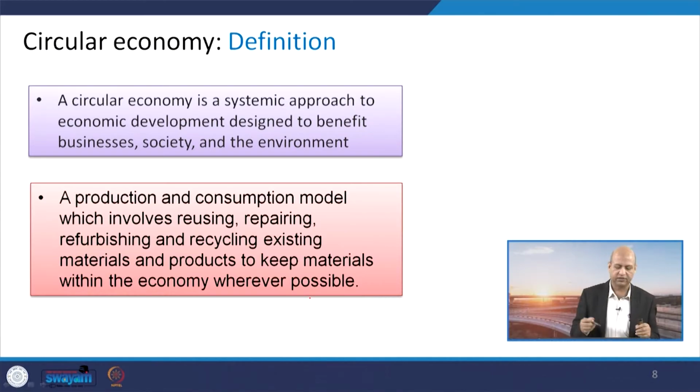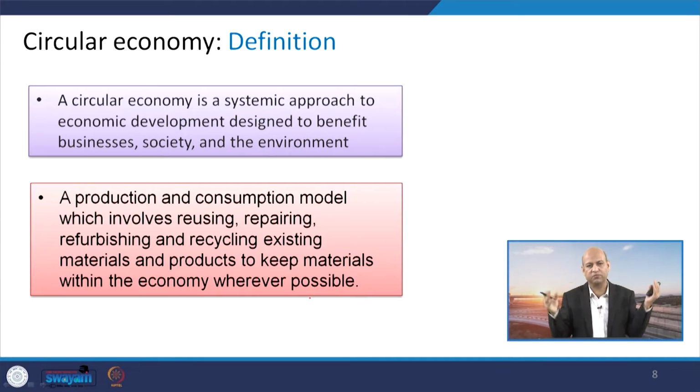So, that way we are shifting our attention from this linear model of economic development to the circular economy. And the circular economy is defined, when we talk about the conceptual thing, as a systemic approach. Systemic means as a system, all parts of the system are interlinked. Our body is a system. So, if something happens to the hand, our whole body is affected. That kind of systemic approach is there.